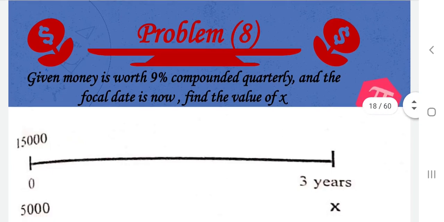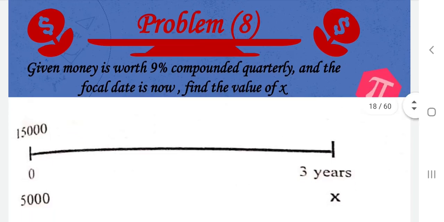The next problem, number 8. Given money is worth 9% compounded quarterly and the focal date is now, find the value of x. Look at the time diagram. He will exchange one single payment with two payments. One deserved now and the other after 3 years.